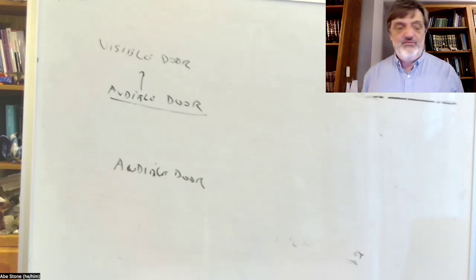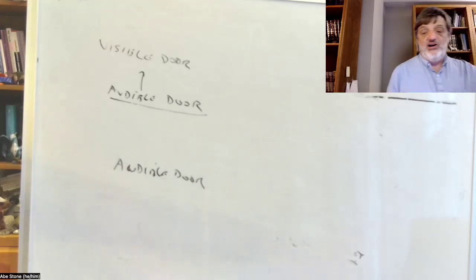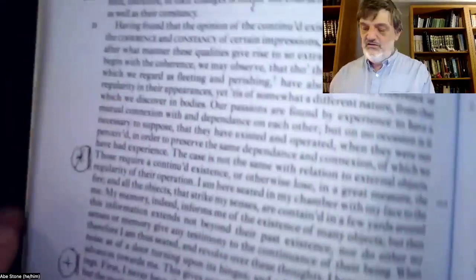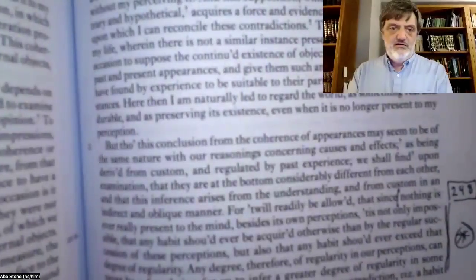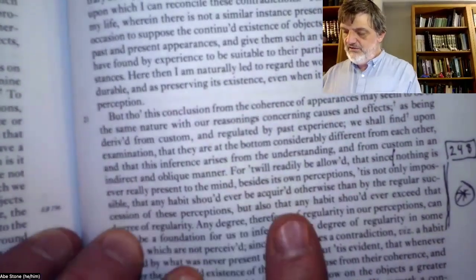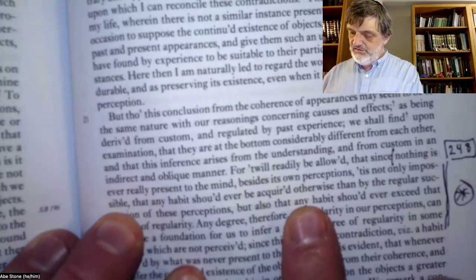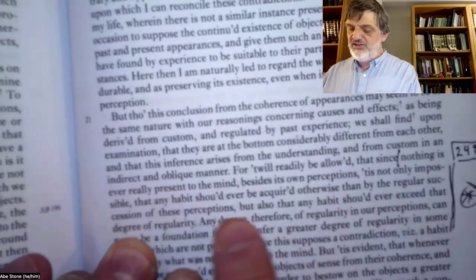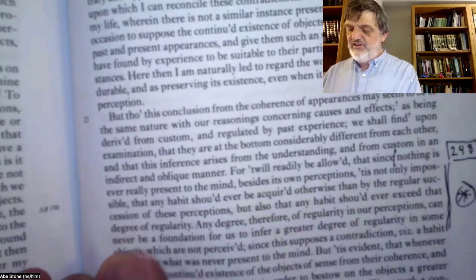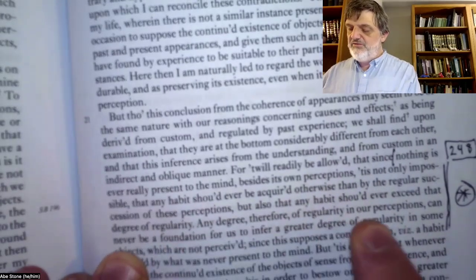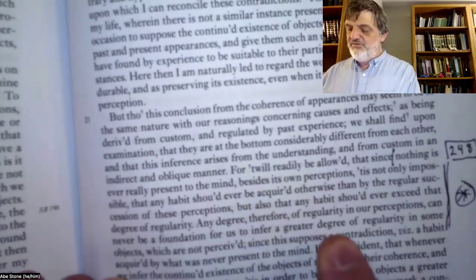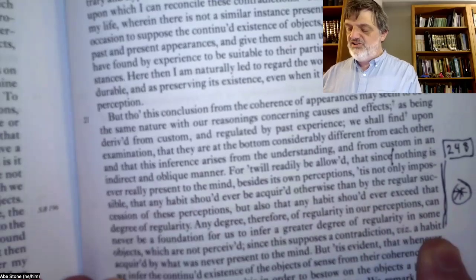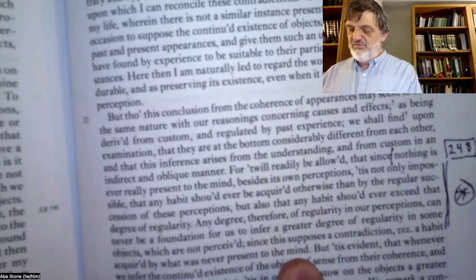And so, like I said, Hume sets it up as if it was gonna work, but then explains why it won't. This is page 248 in your edition. It is not only impossible that any habit should ever be acquired otherwise than by the regular succession of these perceptions, but also that any habit should ever exceed that degree of regularity. Any degree, therefore, of regularity in our perceptions can never be a foundation for us to infer a greater degree of regularity in some objects which are not perceived. Since this presupposes a contradiction, to wit, a habit acquired by what was never present to the mind.